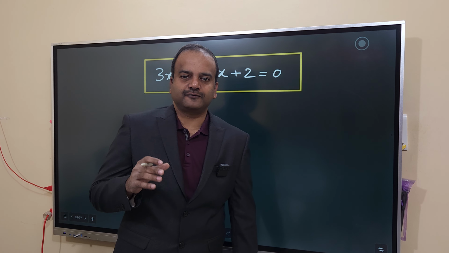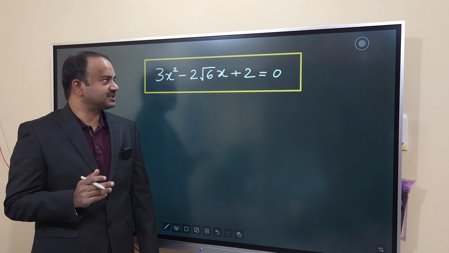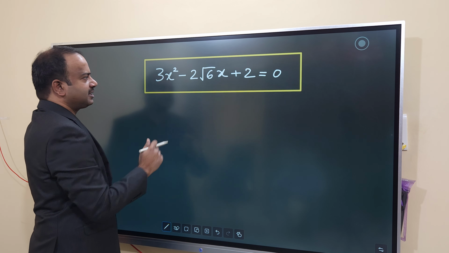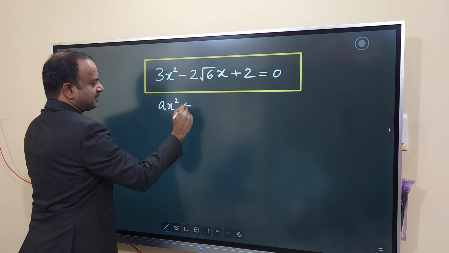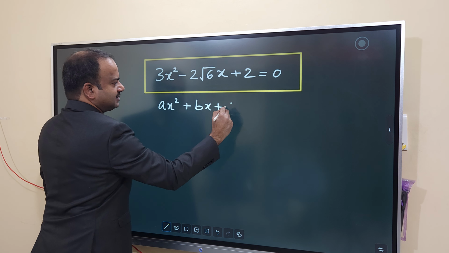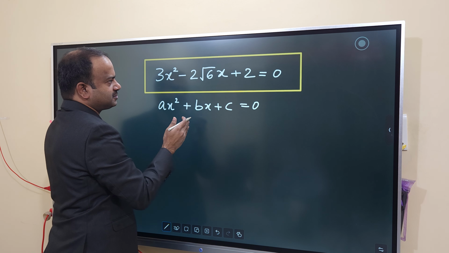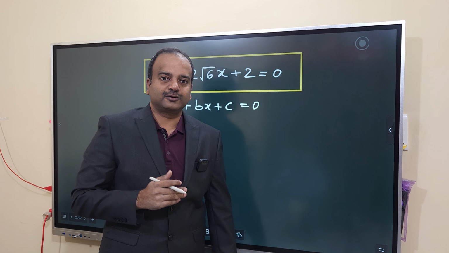Hello everyone, here we need to find the roots of the quadratic equation 3x squared minus 2 root 6x plus 2, and let's try to find it. Now, this is a quadratic equation in the form ax squared plus bx plus c is equal to 0, where a is equal to 3, b is equal to minus 2 root 6, and c is 2. For this, we can find the roots in two ways.